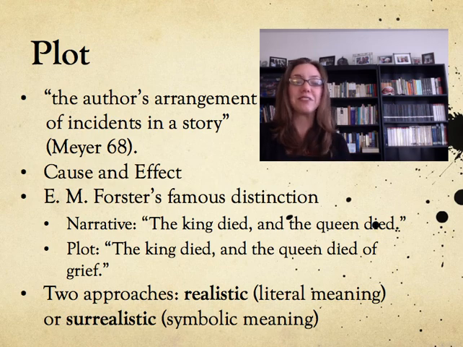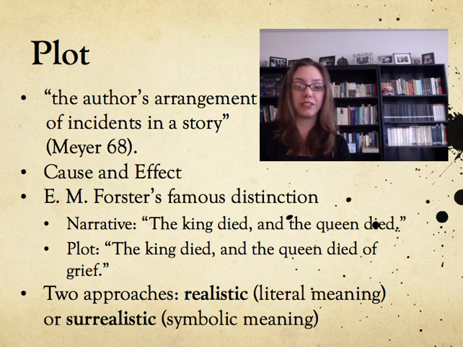E.M. Forster has a really fantastic and famous distinction. He talks about narrative as something that would be as simple as the king died and the queen died. But if you want to move into plot for him, the king died and the queen died of grief gives that causal relationship between the two. It's not just one happens, the next happens. It's one happens and causes the next to happen.